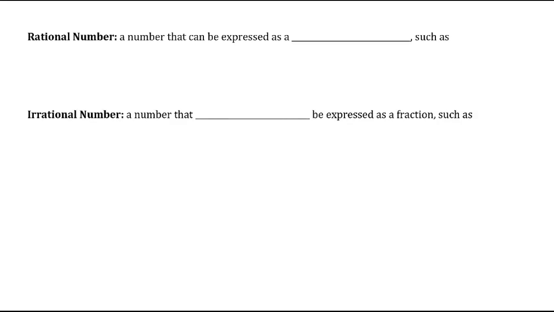A rational number is any number that can be expressed as a fraction, such as 3/4. That's a fraction. 2/9, that's a fraction. The number 1 is a fraction. You could think of it as 1/1. That works. Even the number 2.57, a terminating decimal, can be written as a fraction.